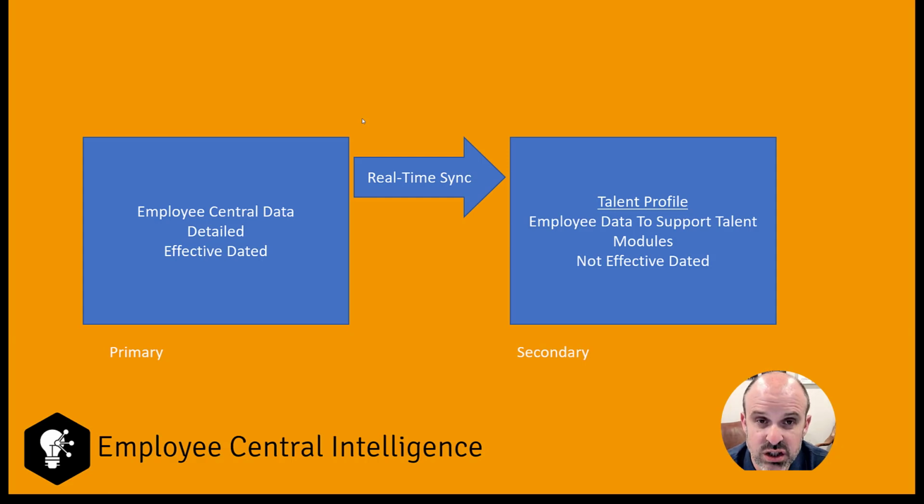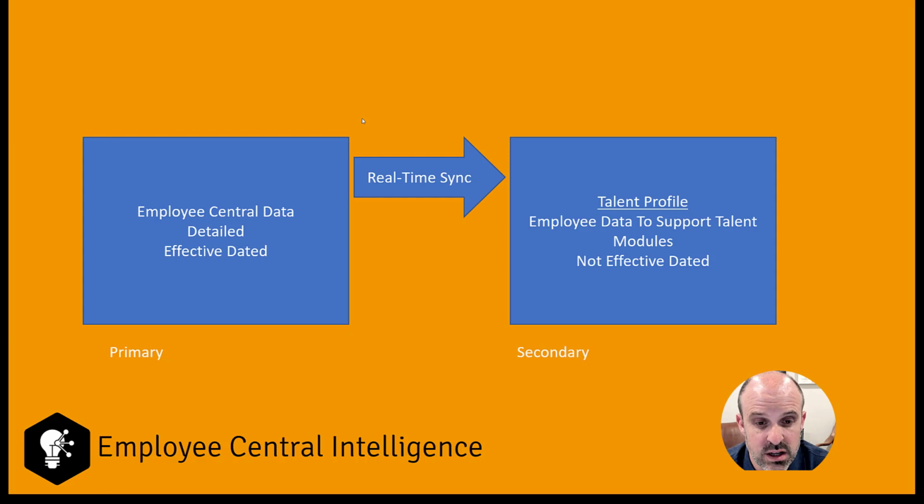But in addition to that real-time sync, we also have to think about the fact that Employee Central data is effective dated while the talent profile is not effective dated. So let's take another example. Let's say that we had a promotion, but that promotion is not going to be effective for another couple of weeks. Well, once that promotion becomes effective, then the job title on the employee's talent profile should change. It should no longer be accountant one, it should be accountant two. But you don't want to do that too early. So we can't just do a real-time sync and push that over from Employee Central to talent profile.